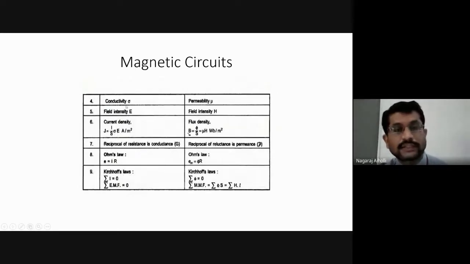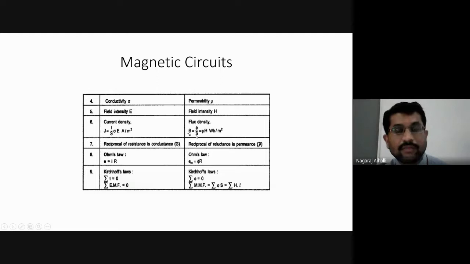Then we have some more comparisons between electric circuit and magnetic circuit. In electric circuit, we have conductivity sigma. Here we have permeability mu. In electric circuit, we have field intensity E. There is field intensity H in magnetic circuits. Current density is given by J = I/S = sigma E, that is current divided by cross sectional area. Sigma is the conductivity, J is the current density, and E is the electric field intensity.